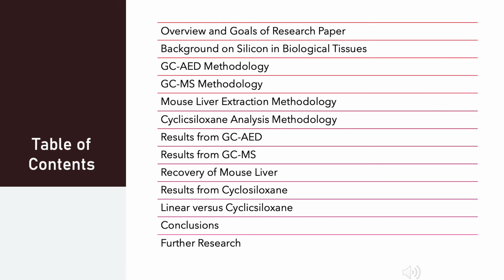In this presentation, first I'm going to talk about the goals of the paper and give a brief summary of what they used and their findings, and then I'll go into the background of silicon in biological tissues and why it's important to come up with a method that will detect siloxanes in biological tissues, and also what siloxane is used for in the medical field.